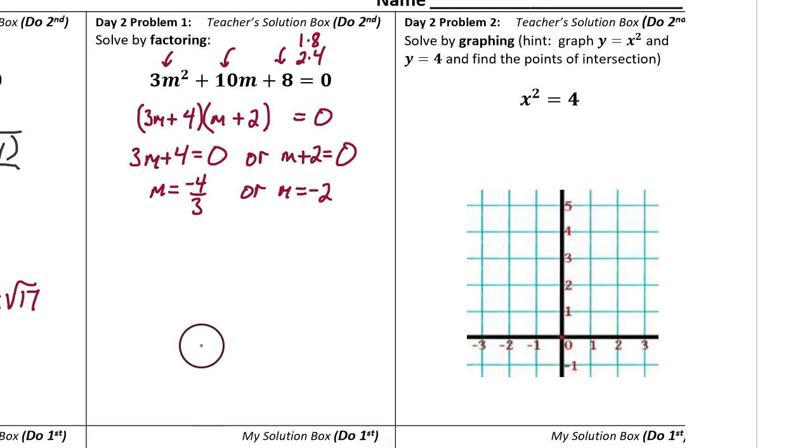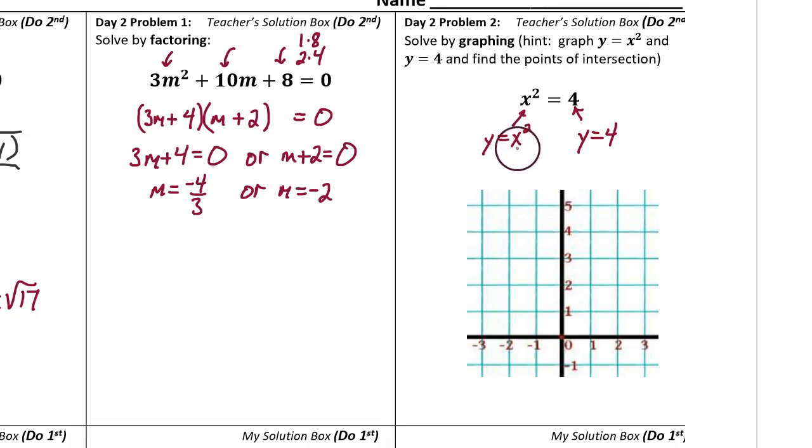Day 2, problem 2. Solve this using graphing, and it gives a hint of how to do this. Take the left side of the equation and think of it as its own function, y equals x squared, and graph that. Then take the right side of the equation and think of it as its own function, y equals 4, and graph that. Okay, let's start by graphing this one.